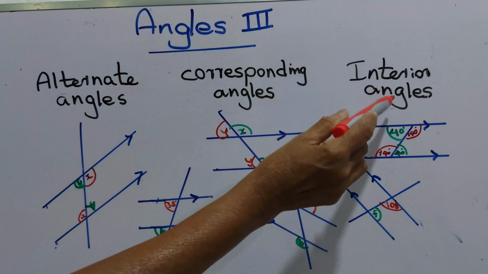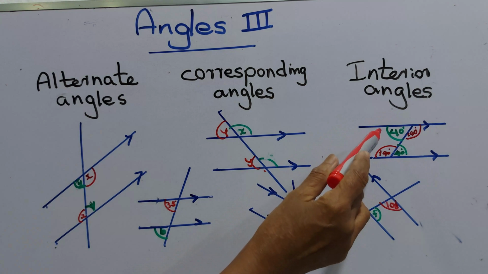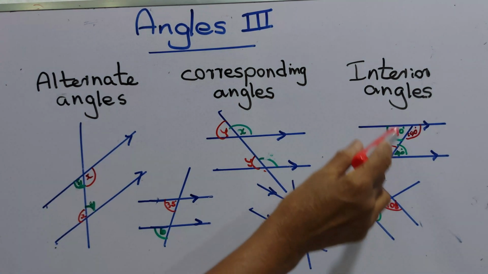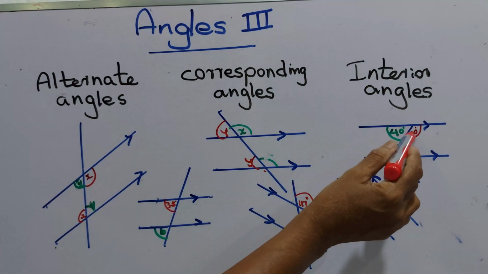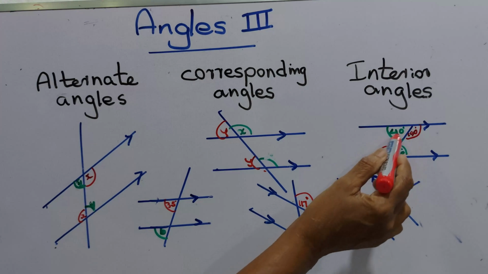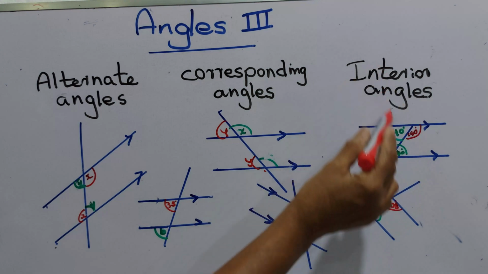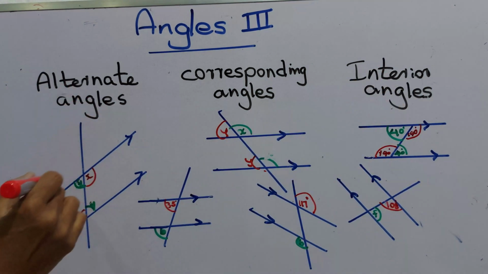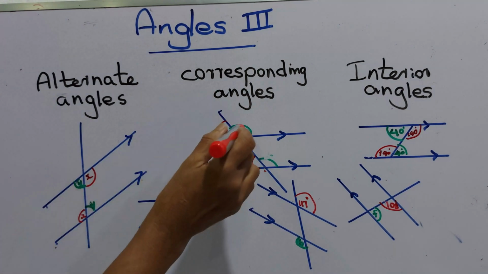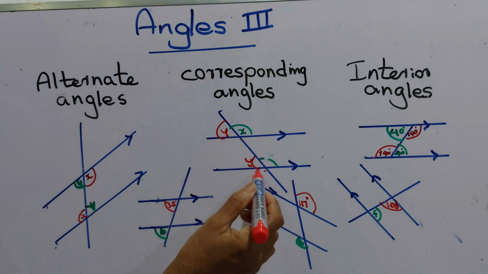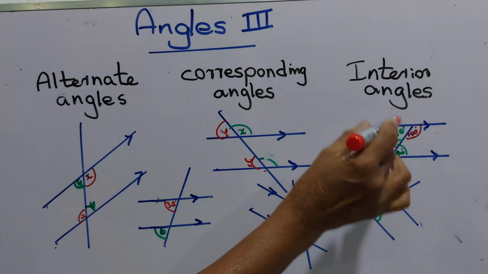Next type of angle, interior angles. Interior angles are between two parallel lines and add up to 180. These two are interior angles. When we add these two together, it becomes 180. These are the three types of angles: alternate angles, where opposite side angles are equal; corresponding angles, top and bottom, where these two are equal; and interior angles, where two angles add up to 180.